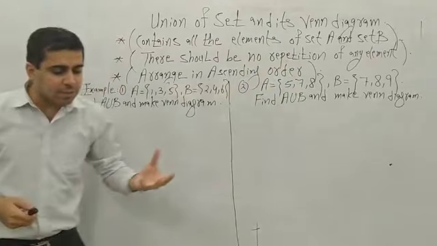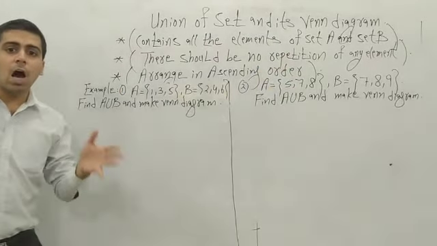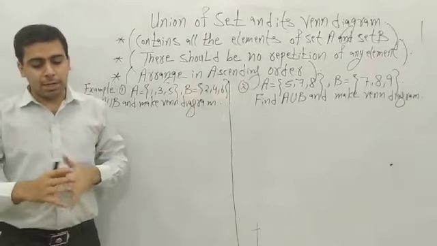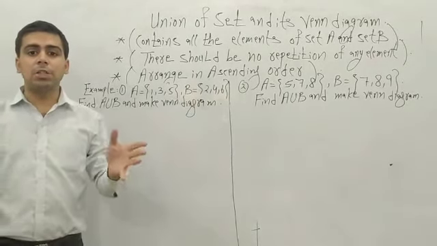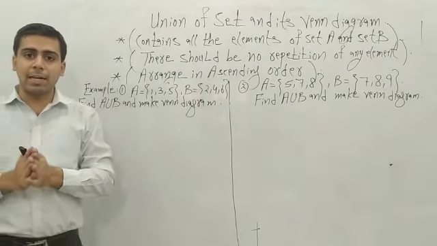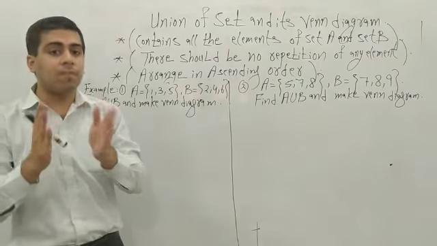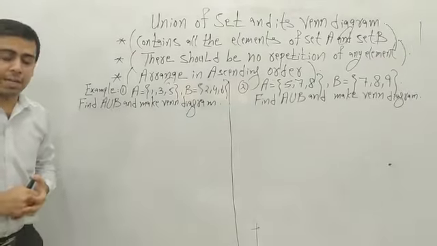My students, the union of a set is that kind of set that contains all the elements of set A and set B. In other words, we can say that the combination of all the elements of the given sets is called the union of sets. I repeat for you, the combination of all the elements of the given sets is called the union of sets.